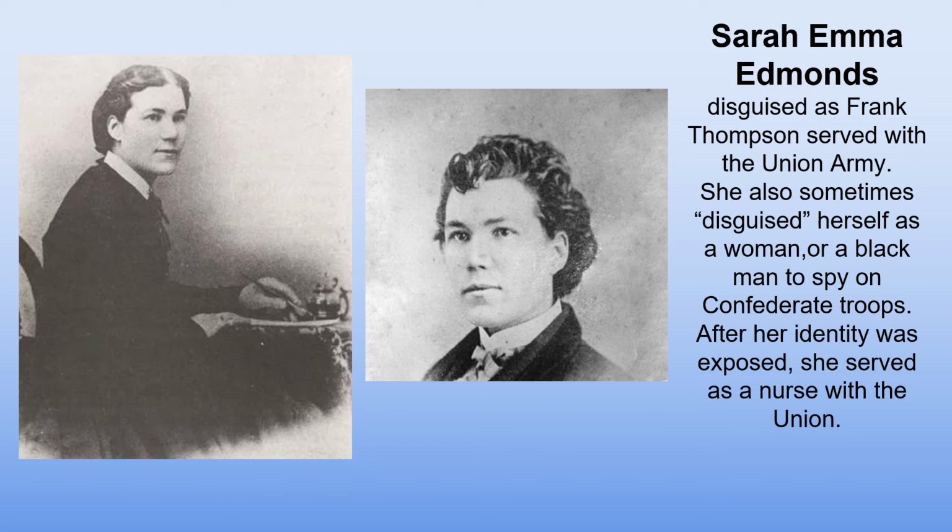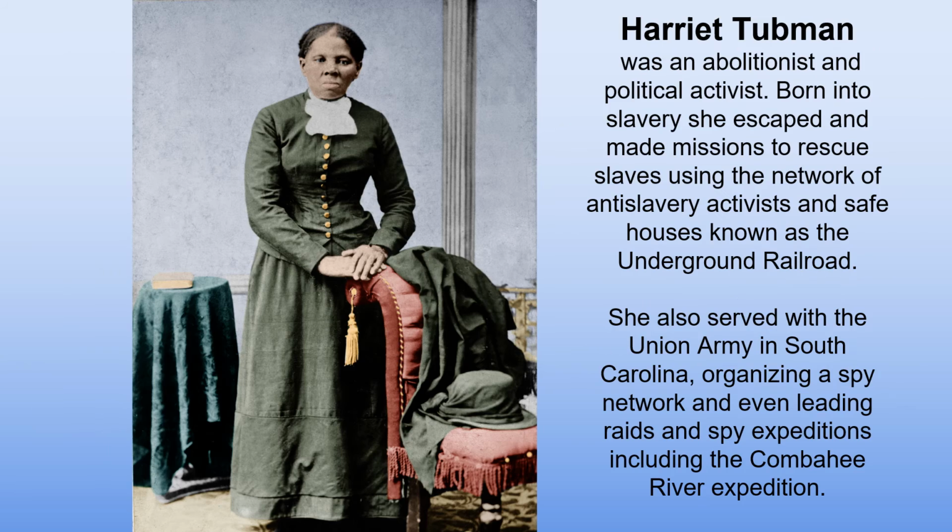Sarah Emma Edmonds was disguised as Frank Thompson, and she served in the Union Army. Like I had mentioned earlier, the name she went under while she was trying to be a man was Frank Thompson. She also sometimes would disguise herself as a black man or even a Confederate woman to try to spy on Confederate troops. After her identity was exposed, she had to serve as a nurse with the Union instead.